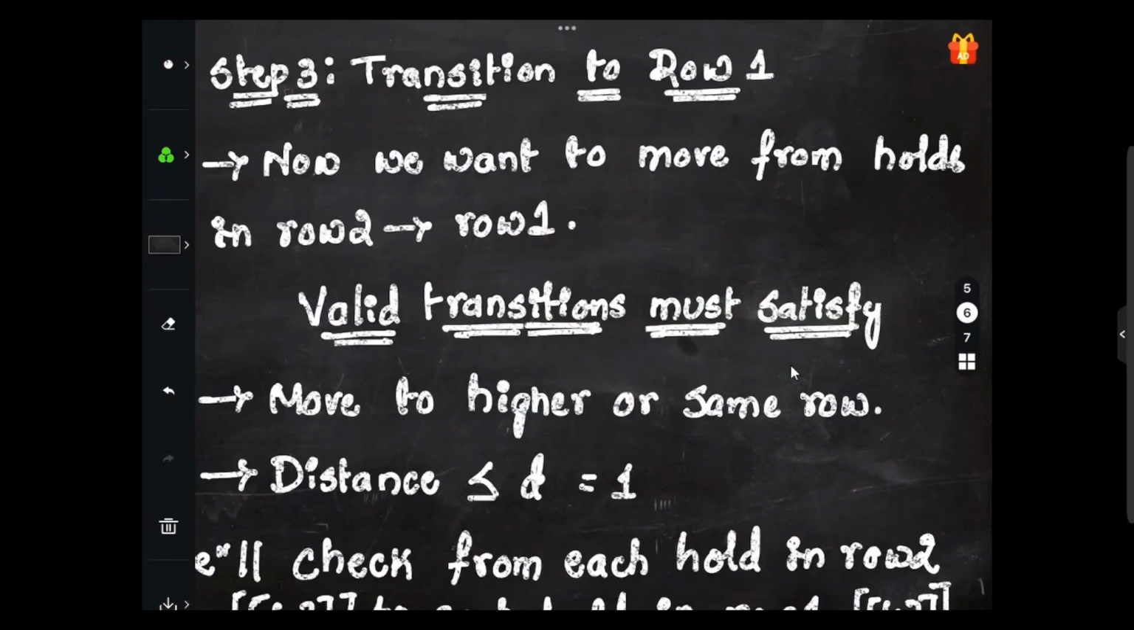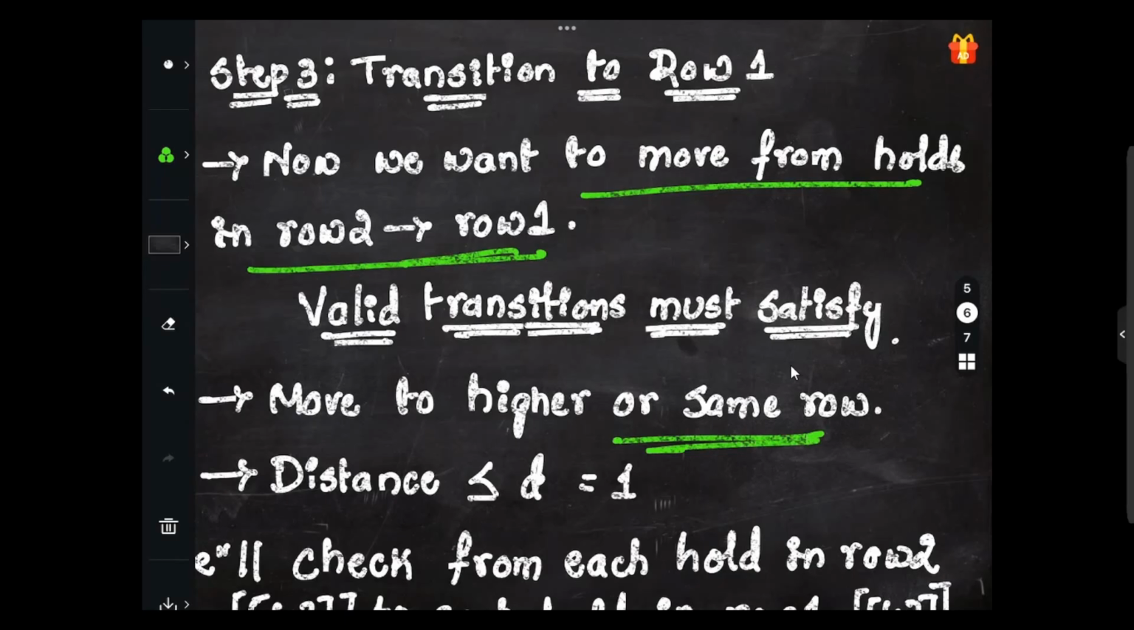Now we want to move from holds in row 2 to row 1. Valid transitions must satisfy: we have to move to the higher or same row. We are going bottom up, so we are done with row 2. As we want to move higher or same row, we are done with the same row. We considered all the x's in row 2.